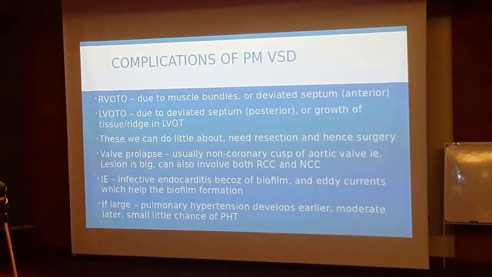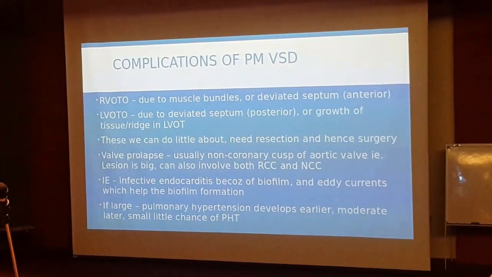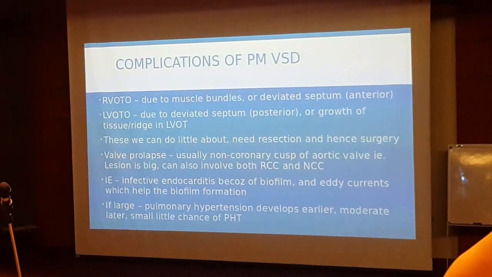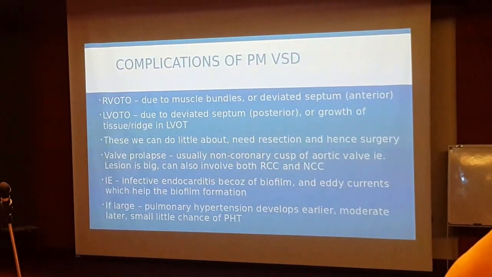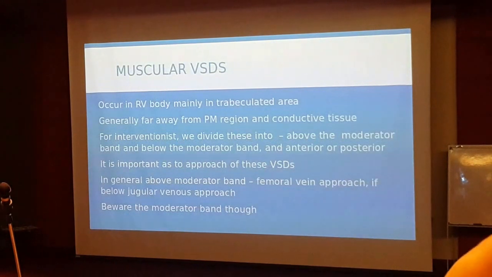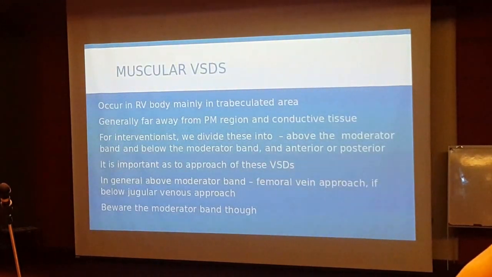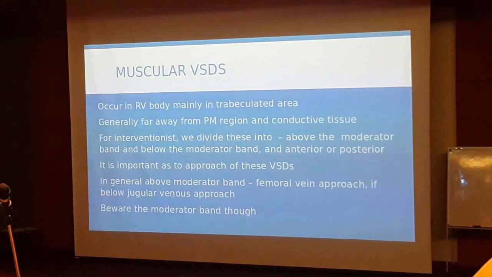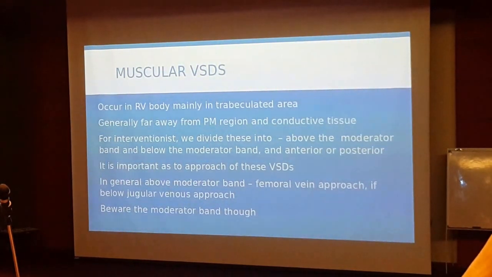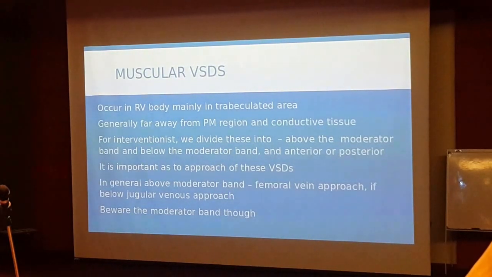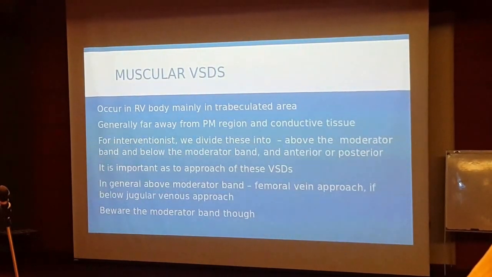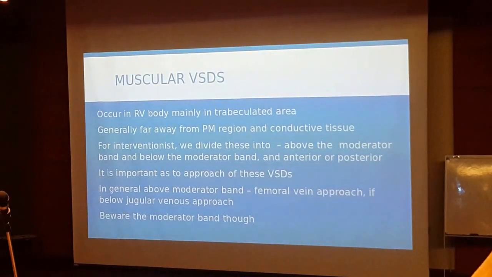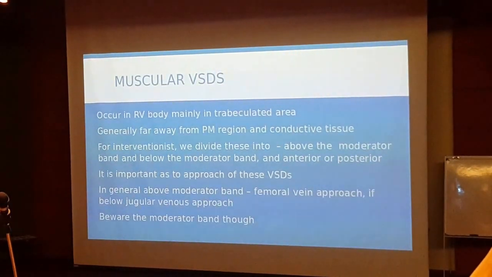The other complication of ventricular septal defects is infective endocarditis, and if it's very large, they tend to develop pulmonary hypertension as well. Now, muscular VSDs naturally occur in the body, mainly in the trabeculated region, and they can have problems, but generally for us, we divide this into two regions, above the moderator band and below the moderator band. That depends on the approach that we're going to use if we attempt to close these defects.